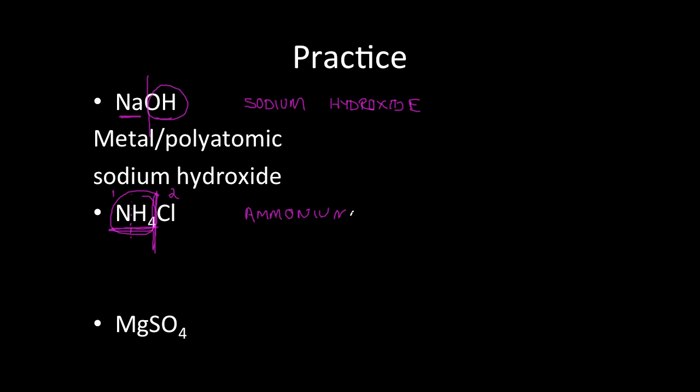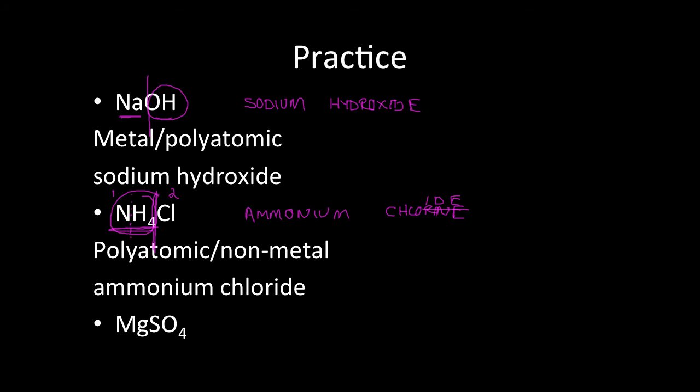And then, as you know, chlorine is the name of my second substance in my binary compound, and I replace its ending with IDE. So this substance will be a polyatomic ion and a nonmetal, and its name is ammonium chloride.